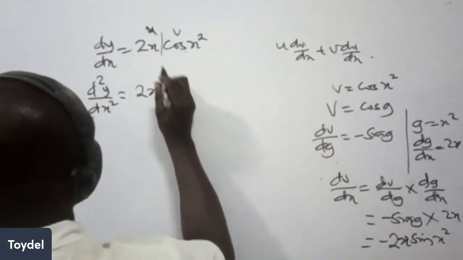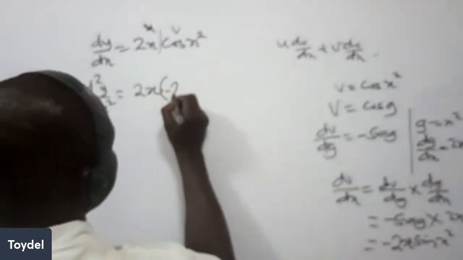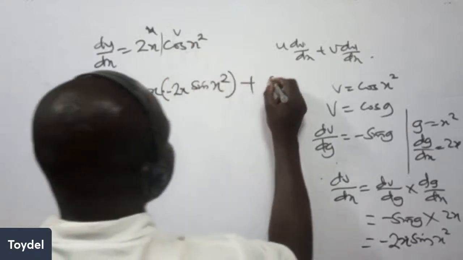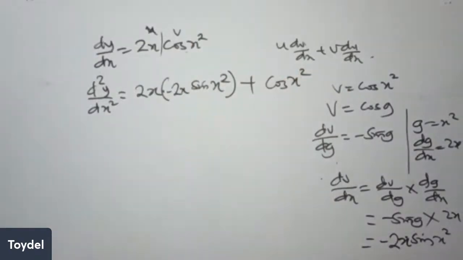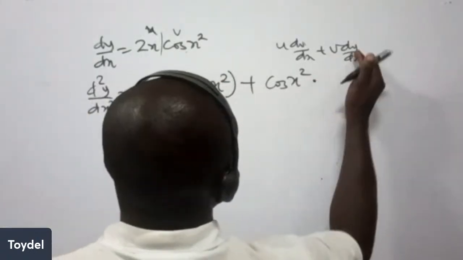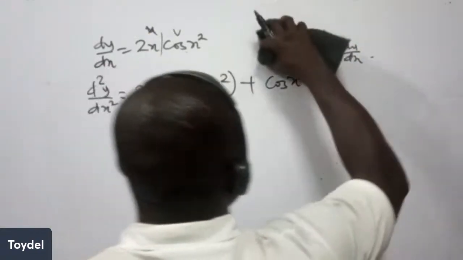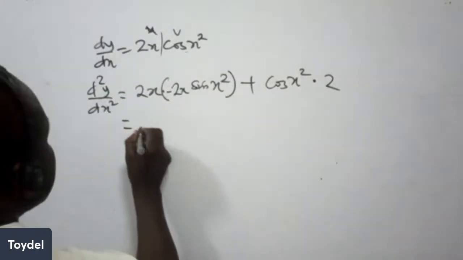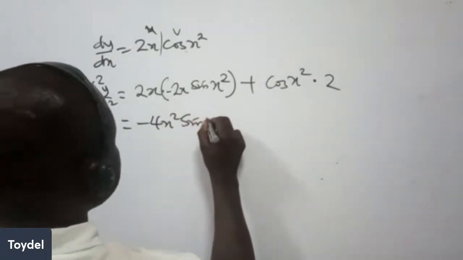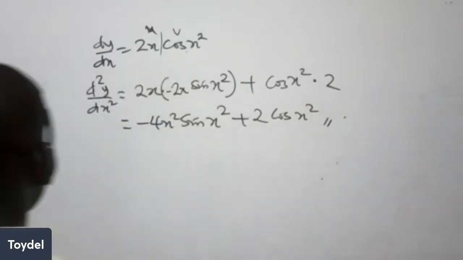So in this case now, using this formula, this is u, dv/dx is given as, into bracket, minus 2x sin x squared, then plus v, cos x squared. That is v. v is cos x squared. Then multiply by du/dx. This is u. u is 2x. du/dx is 2. That is what you are going to get. At the end of the day, the second derivative will be minus 4x squared sin x squared plus 2 cos x squared. That's what we are going to get as the second derivative.